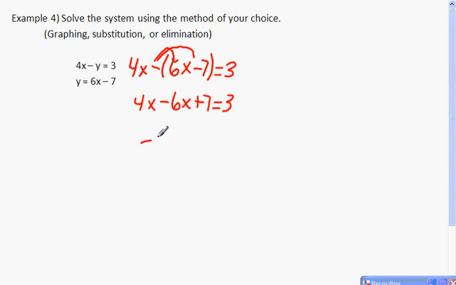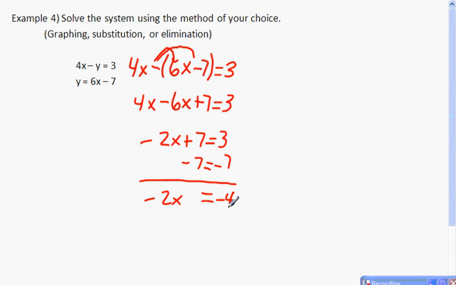Combine your like terms. 2x minus 6x is negative 2x. Plus 7 equals 3. Need to subtract 7 from both sides. We get negative 2x. 7's cancel out. 3 take away 7 is negative 4. Divide both sides by negative 2 to get x alone. And we find out that x equals 2.